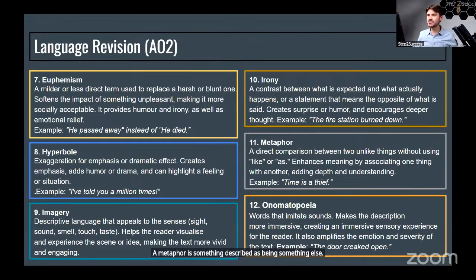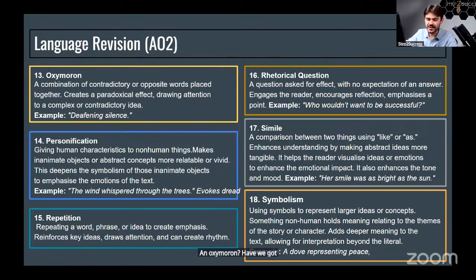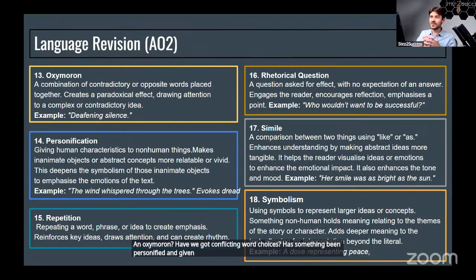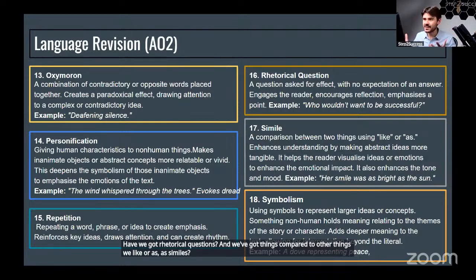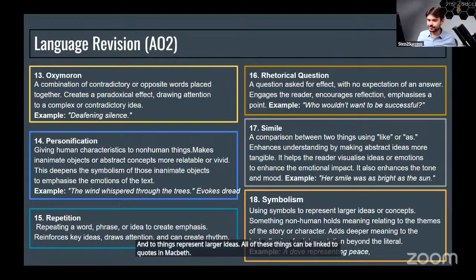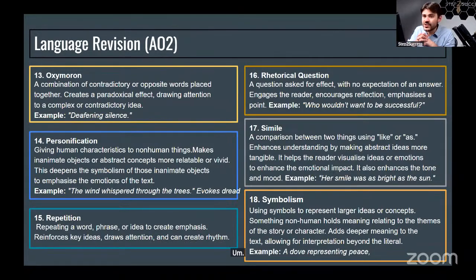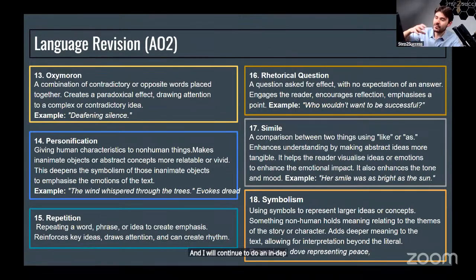Onomatopoeia, have we got sounds for things? An oxymoron, have we got conflicting word choices? Has something been personified and given human qualities? Has something been repeated? Have we got rhetorical questions? Have we got things compared to other things with like or as, similes? And do things represent larger ideas? All of these things can be linked to quotes in Macbeth. And if you want revision on these, about 2 weeks ago, I did an in-depth cover of all of these. And I will continue to do an in-depth cover of certain ones each week.